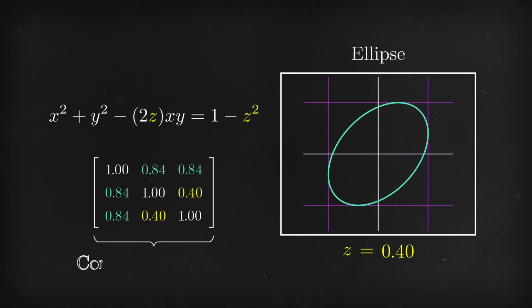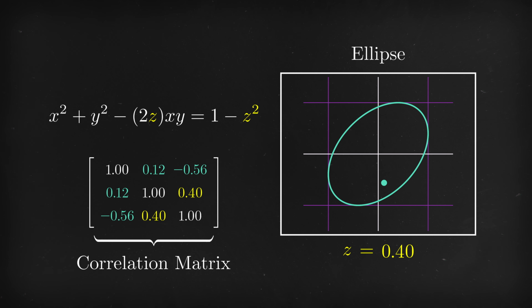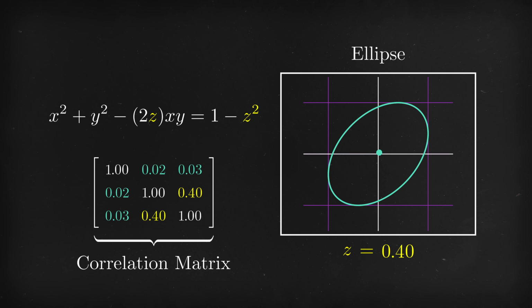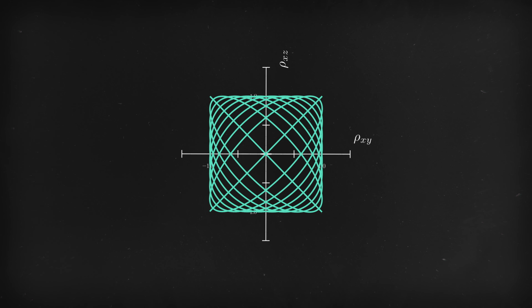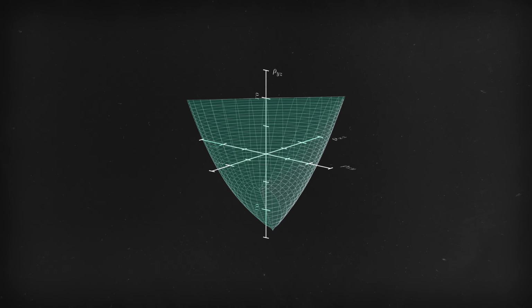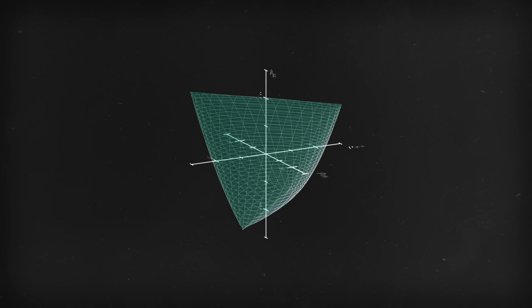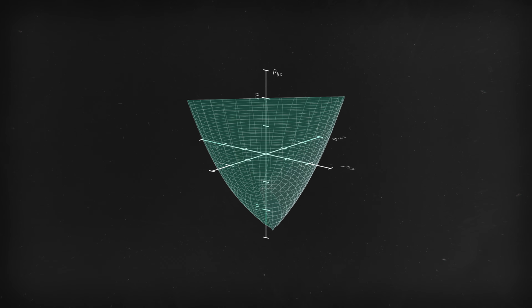You can take any xy point on or inside the ellipse and produce a 3x3 correlation matrix. But each ellipse tells only part of the story. It is a cross-section of the full three-dimensional shape. To see the full shape, we must layer these ellipses in 3 dimensions. This shape is called the elliptope. It defines the space of all 3x3 correlation matrices.